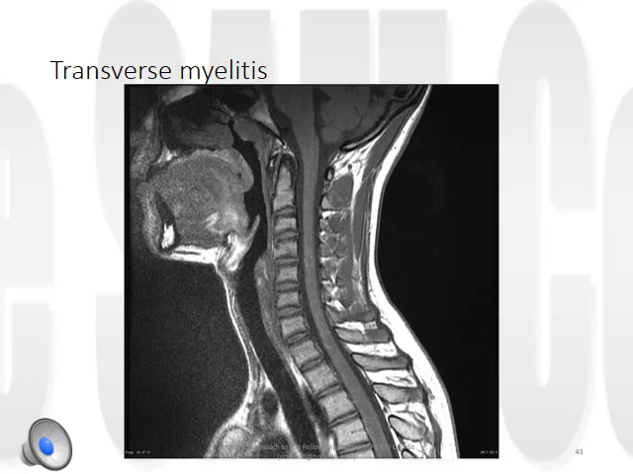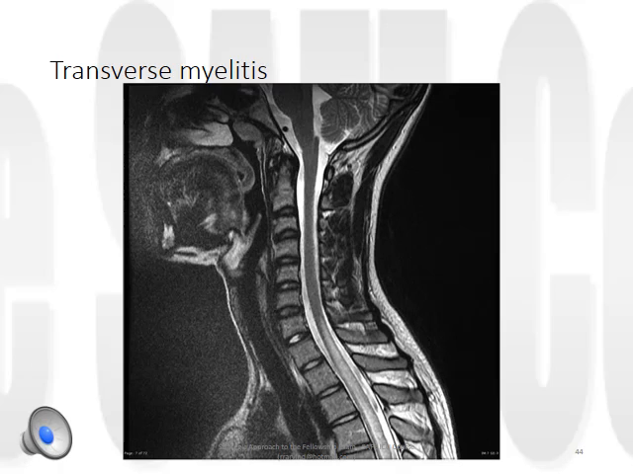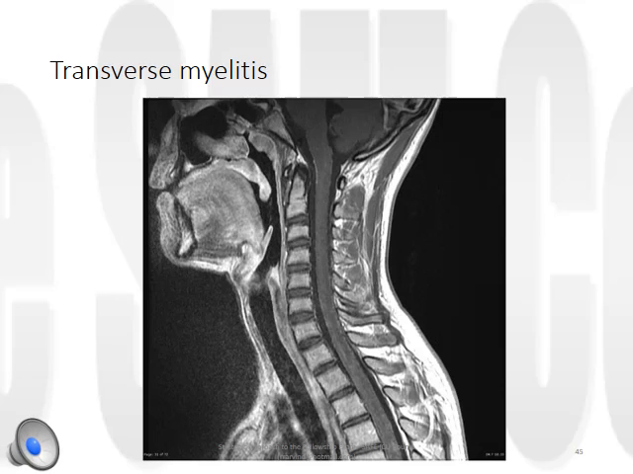Typical signal characteristics are, on the T1, it's iso-intense or hypo-intense. As you can see here, it's not particularly defined. On the T2 weighted images, you have a poorly delineated hyperintense signal. And so in this particular patient, you can see that that signal commences at around C5, C6. And with contrast, there's a variable enhancement pattern. So this image here with contrast looks quite similar to the T1 image that we saw earlier.